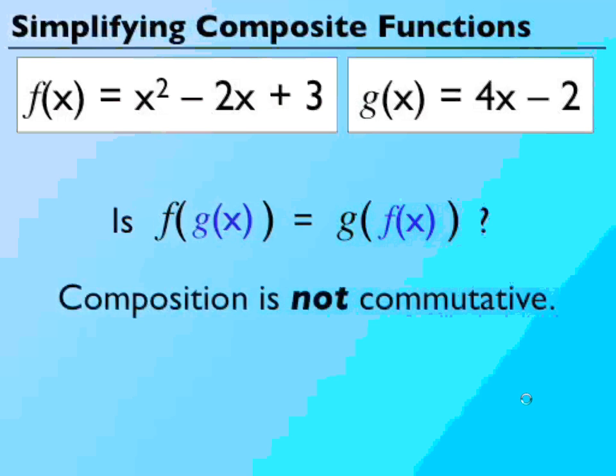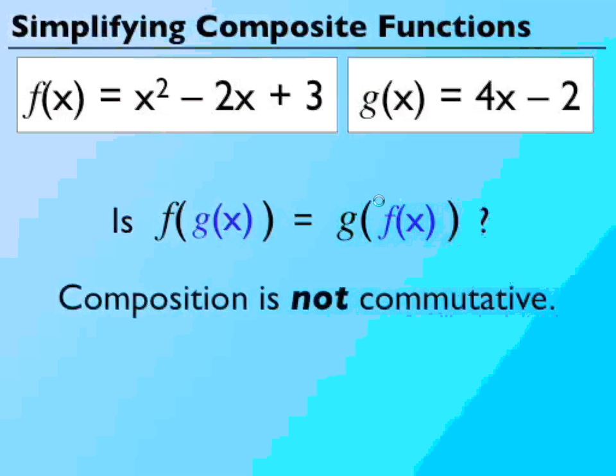Think of it this way. What is 1 plus 2 plus 3? Well, that's 6. What is 3 plus 2 plus 1? 6 as well. How about 2 plus 3 plus 1? 6 again. Does it matter what order I add 1, 2, and 3 in? No, it doesn't matter at all. Addition is commutative. We can do it in any order as long as we're just adding.